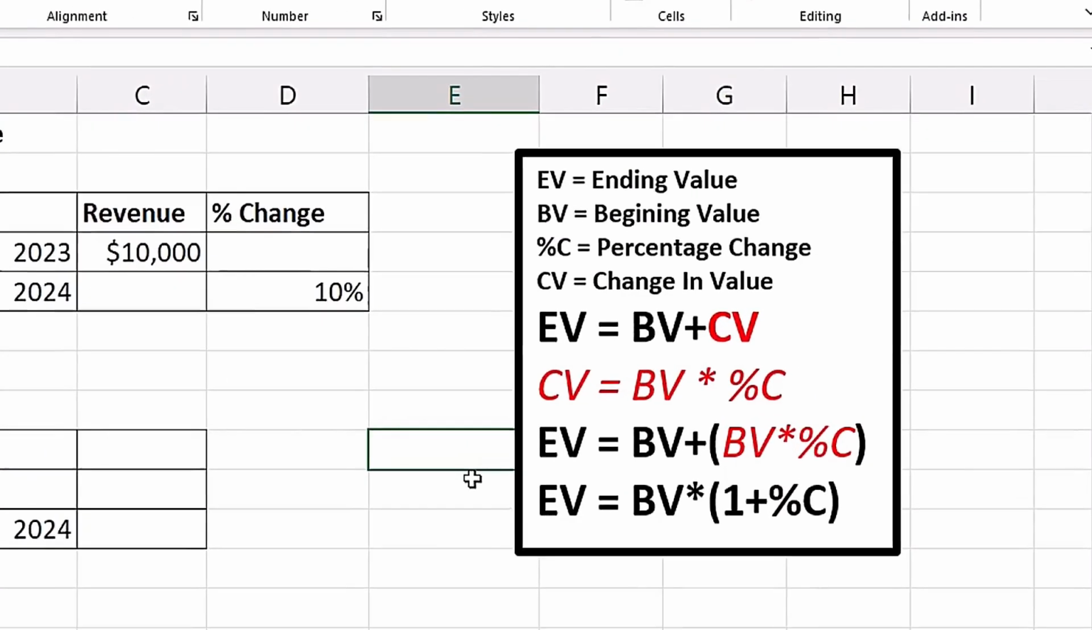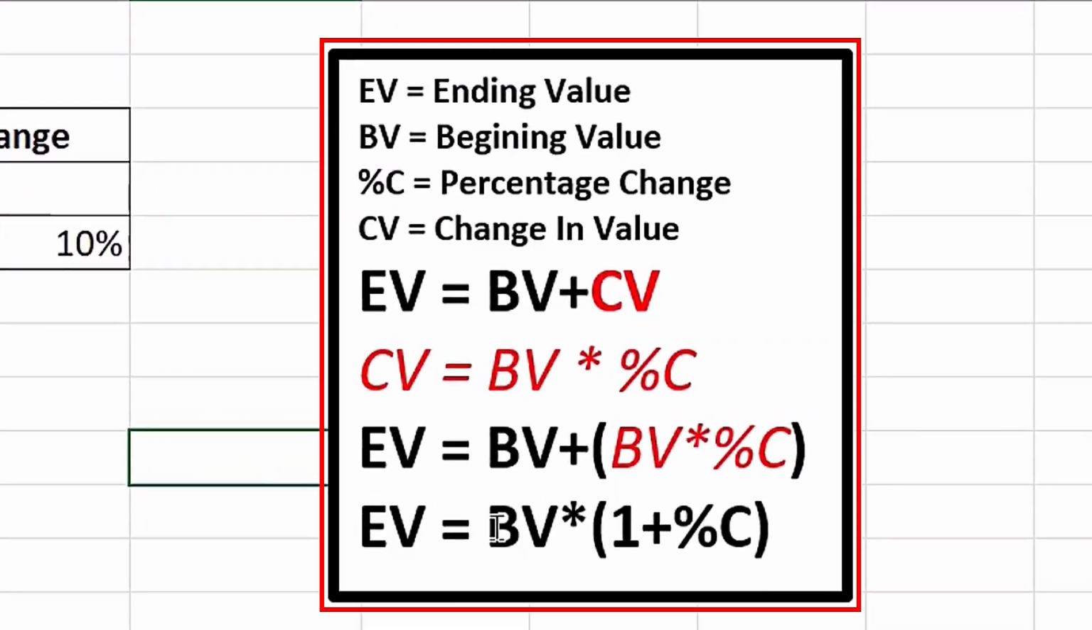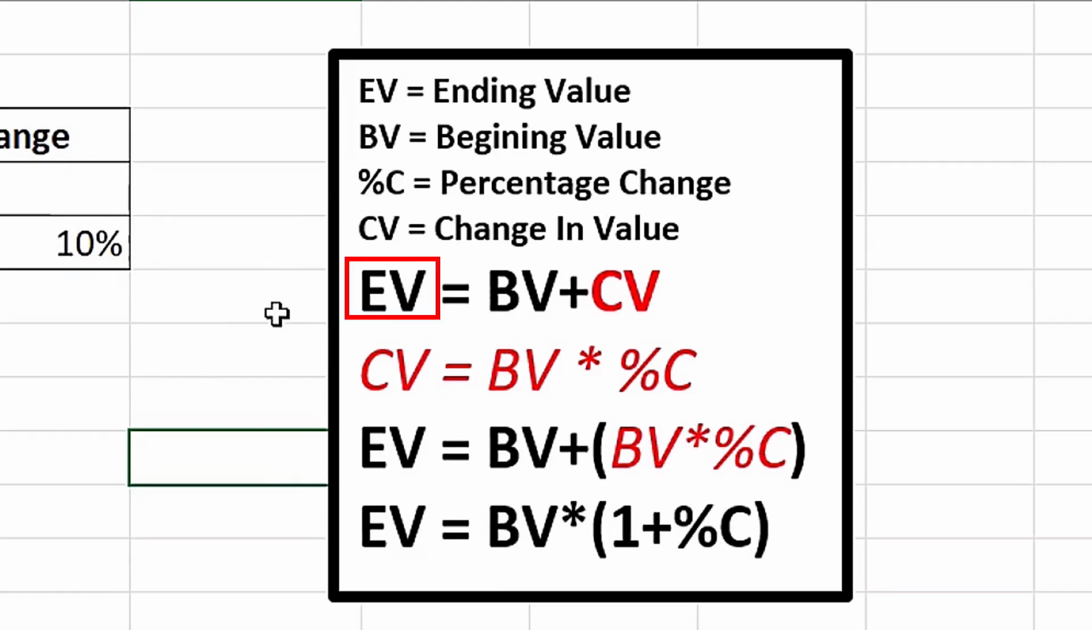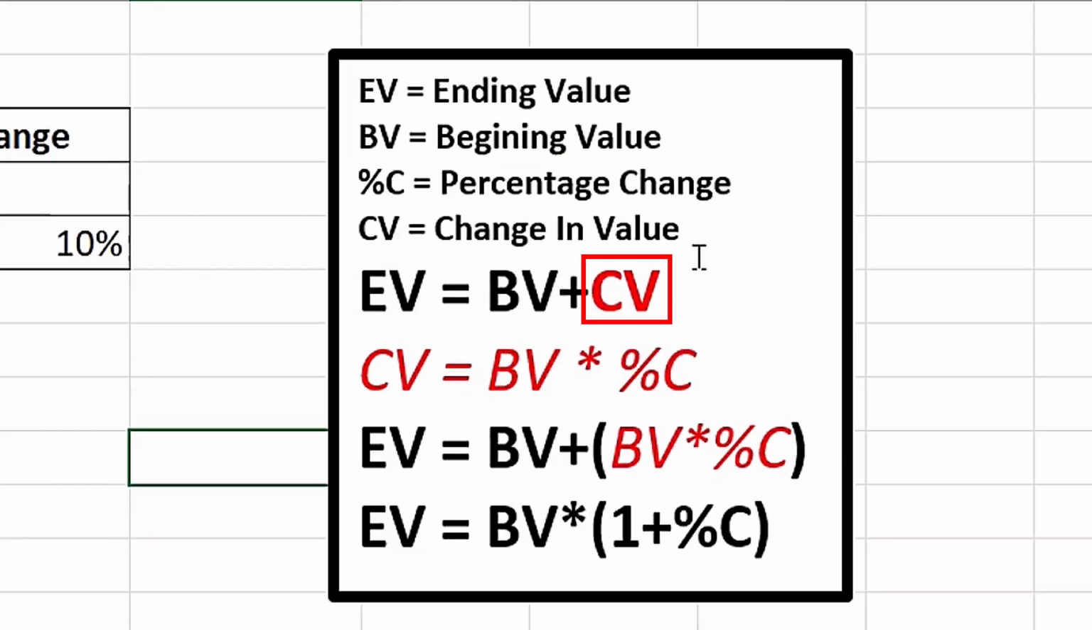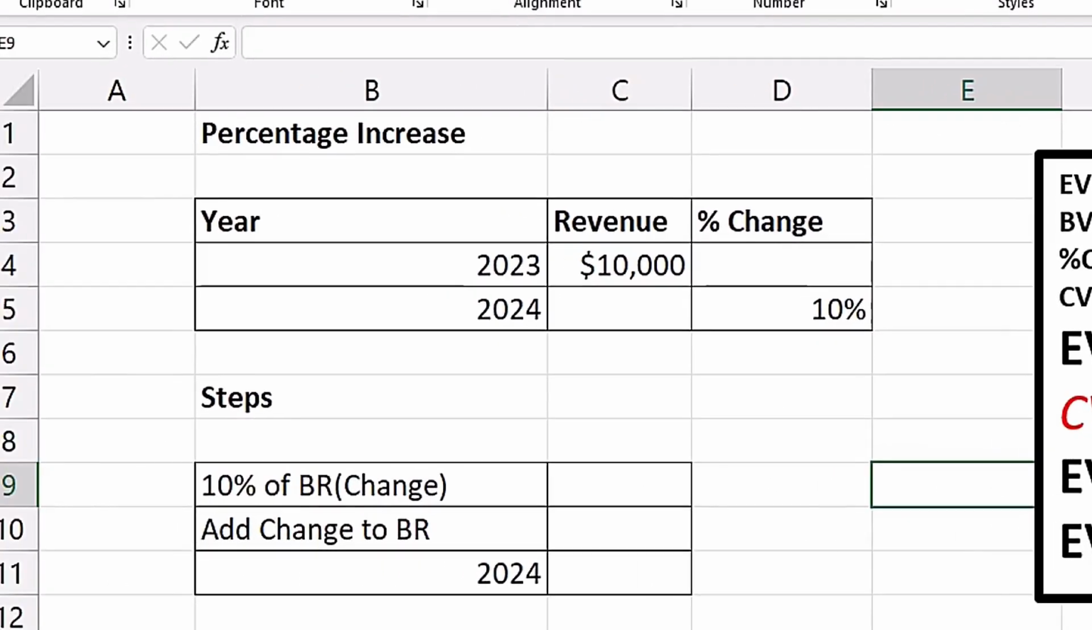Now before we do any example, let's first understand something from this formula. The formula to get the ending value is: the ending value is equal to the beginning value plus the change in value. EV is the ending value, BV is the beginning value, and CV is the change in value. Now to get this change in value when you are given the percentage change, you need to multiply the beginning value times the percentage change. So let's do an example so that we understand that very well.